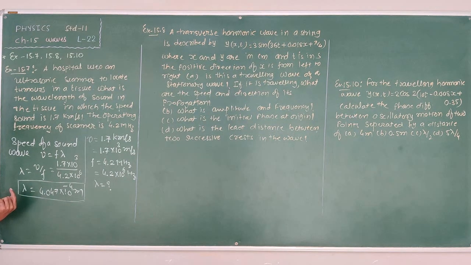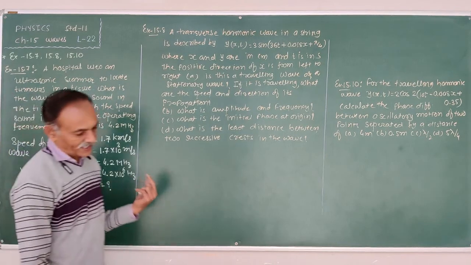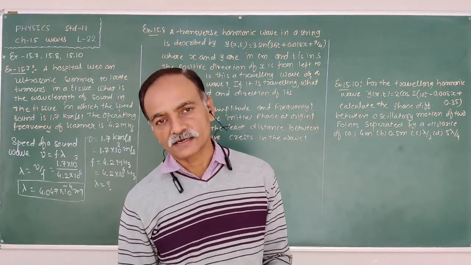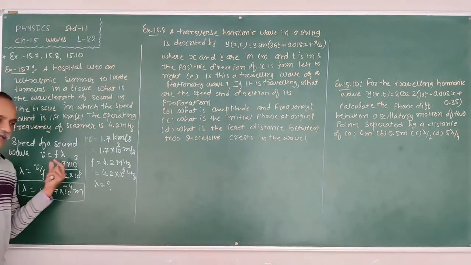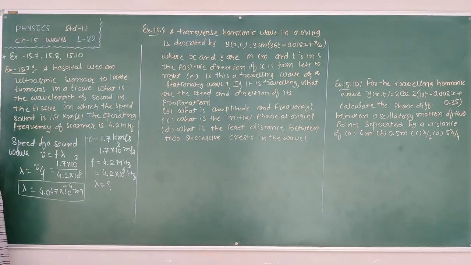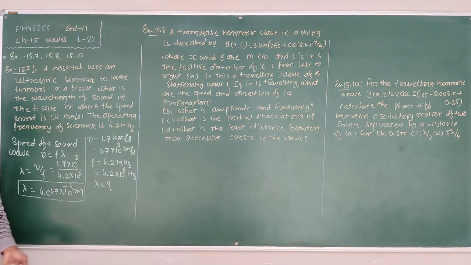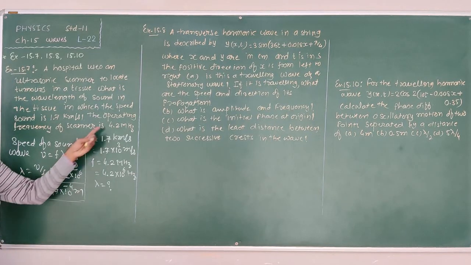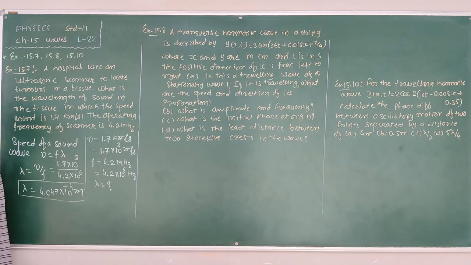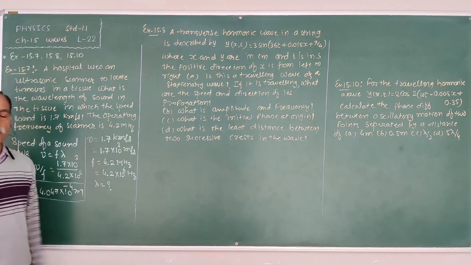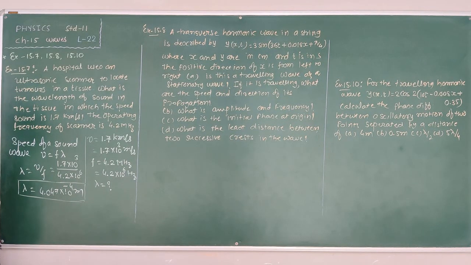So this is a very short numerical. That is most important for objective type questions in competitive exams. We are using the standard equation v is equal to f lambda. Here in the question, the speed of sound in tissue is given as 1.7 km per second, convert into meter per second, therefore 1.7 into 10 to the power 3 meter per second. And now, the scanner of the ultrasonic wave is operated at the frequency 4.2 megahertz. Convert into hertz, therefore 4.2 into 10 to the power 6 hertz.